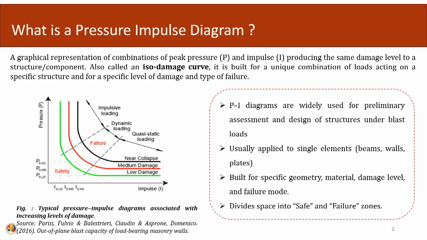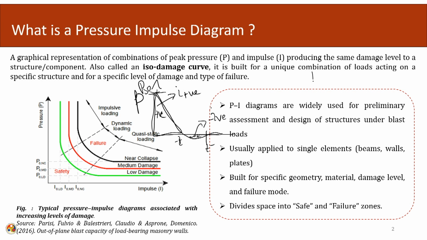A pressure impulse diagram is basically a graphical representation of combinations of peak pressure and impulse producing the same damage level to a structural component. As we have seen in the Friedlander's profile, normally we were representing the blast wave with a Friedlander's profile, dealing with the incident pressure. This is the positive time. This was the positive phase and this was the negative phase, and this was the negative time. The area of the positive phase gave the positive impulse, and this area gave the negative impulse.